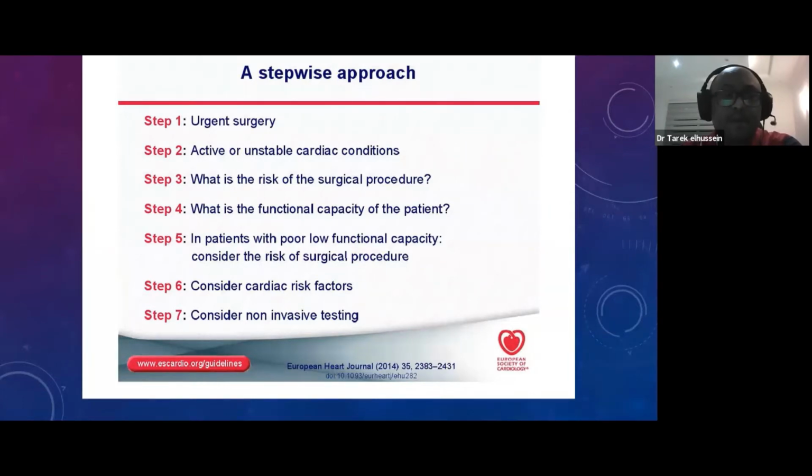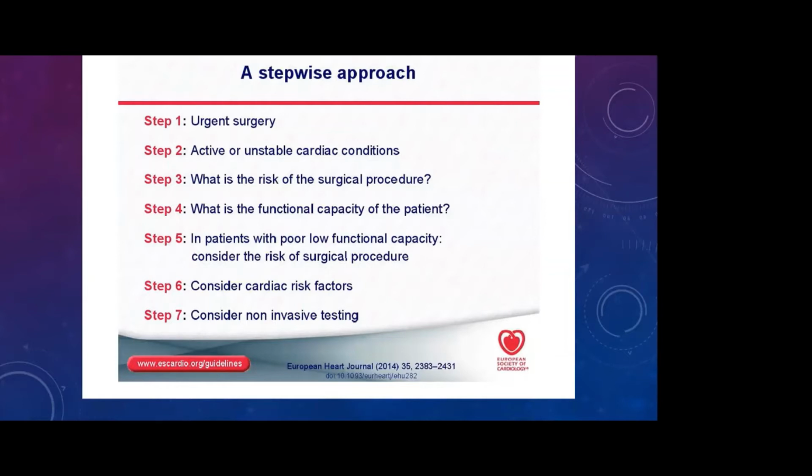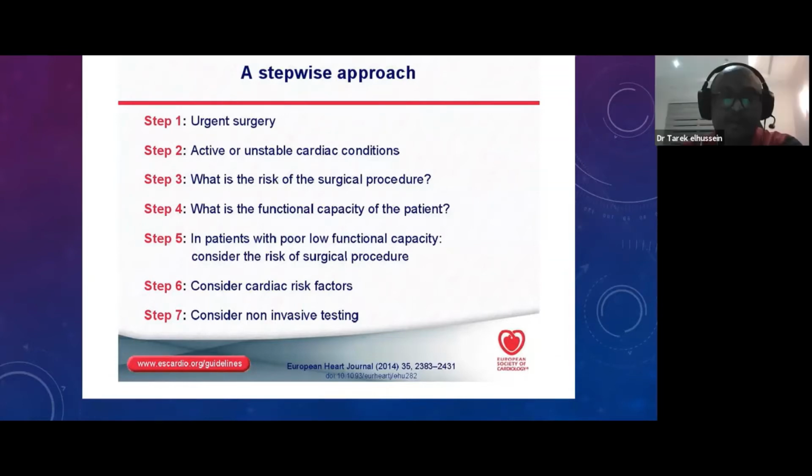Step number one, you ask yourself, is this an urgent surgery or not? Step number two, does the patient have an active or unstable cardiac condition? Step number three, would there be any risk associated with the surgery itself? As you know, we categorize surgeries according to their own risk. And what is the functional capacity of the patient? How much exercise can the patient do?